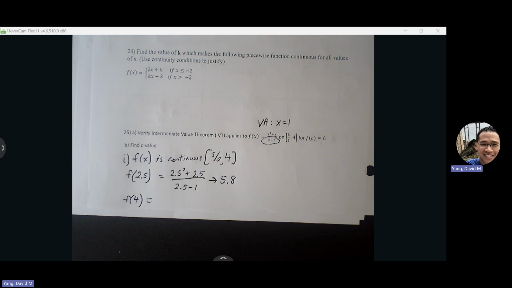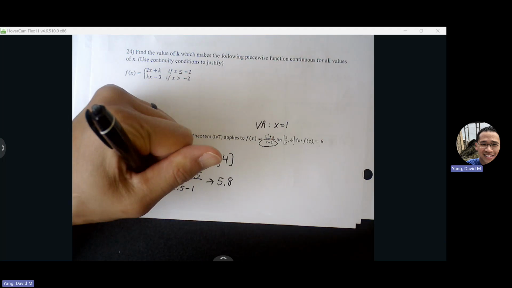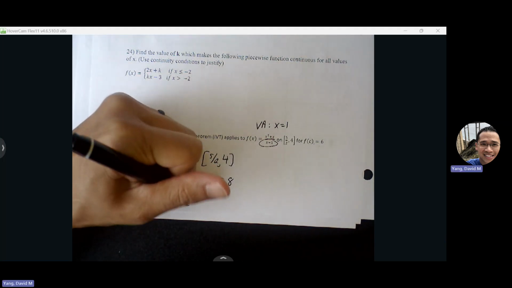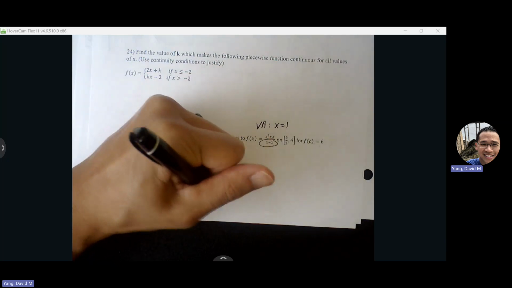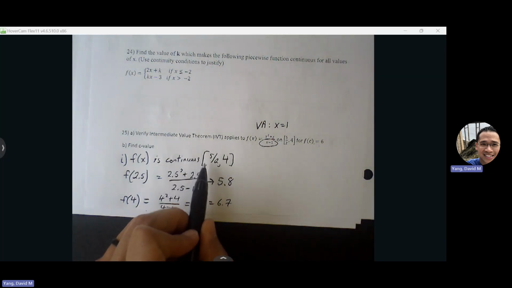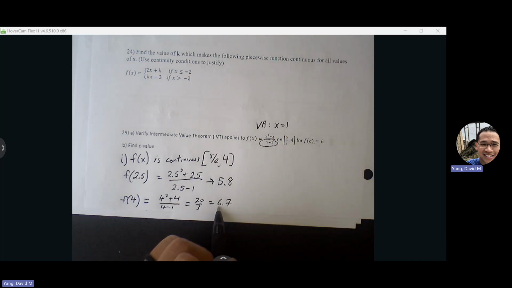If I start at 5.8, I need to end up above 6. If I start at 8.6, I need to end up below 6. So f of 4 would be 4 squared plus 4, all over 4 minus 1. This is 20 over 3, which is around 6.7. So we're safe, right? We're starting at 5.8, no breaks in the graph, and we end up at 6.7. So 6 is clearly between 5.8 and 6.7.